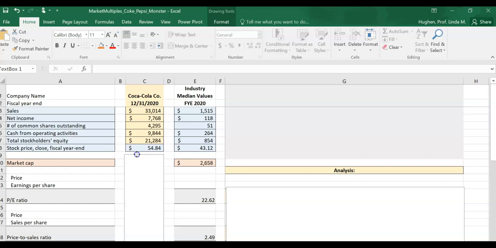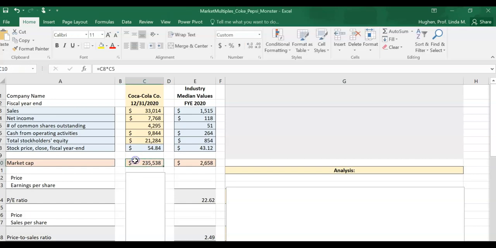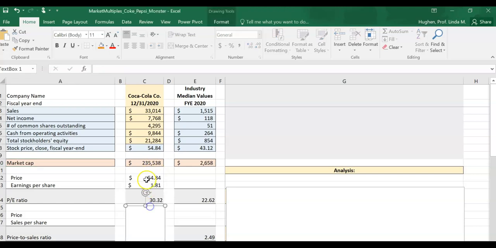So market cap, or market capitalization, that's simply your stock price multiplied by the number of common shares outstanding. And it's not going to go into our analysis. It's just a metric that's often widely cited, so I want to start getting familiar with it. And then we can update, we can link.